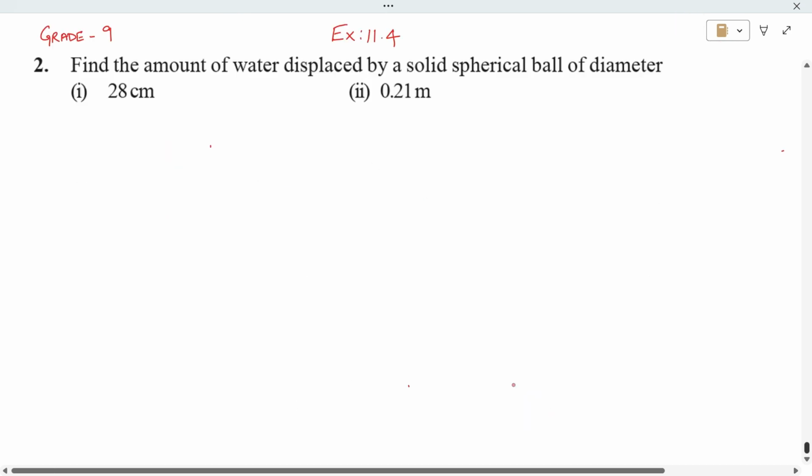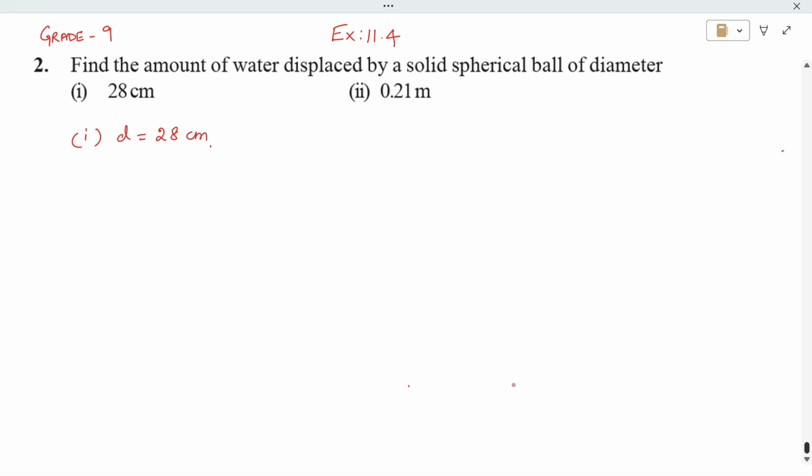Let's solve question number 2. Find the amount of water displaced by a solid spherical ball of diameter 28 centimeter. So the given diameter is 28 centimeter, which is a spherical ball. If I just put that spherical ball inside any container containing water, think of the water will be spilled outside. How much water will be displaced? It depends on the volume of a spherical ball.